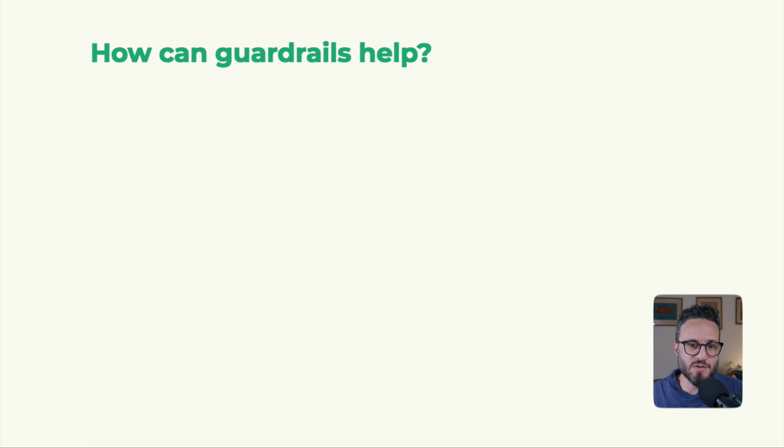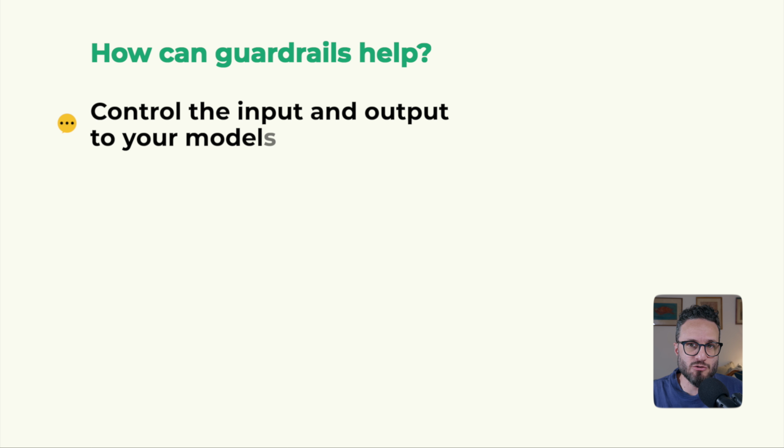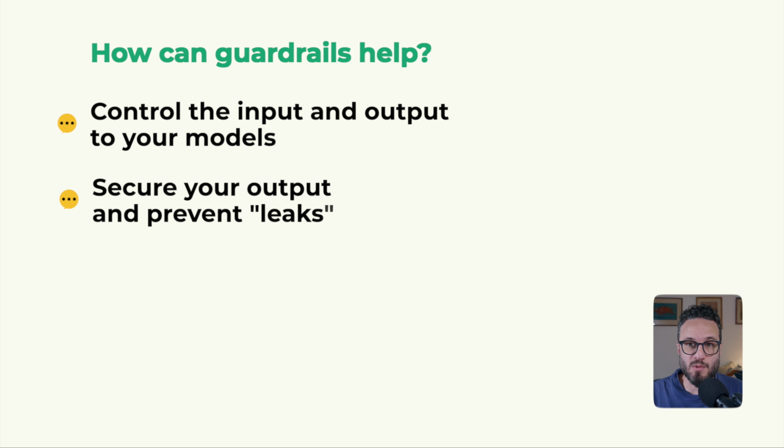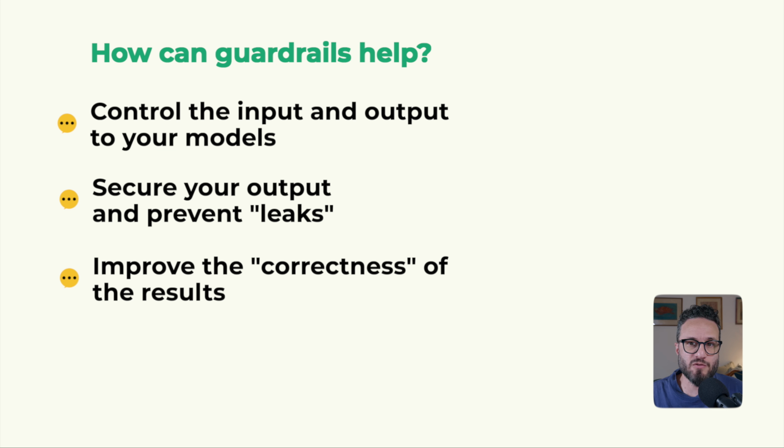So first of all, what are Guardrails? Guardrails is a feature that allows you to do basically two things. It's a way to control the output that goes in and out of your LLM models for generative AI, meaning it will help you secure your output, so not leak anything that you don't want it to leak, but also ensure its correctness. It's a way for you to introduce correctness to your results from the generative AI models.